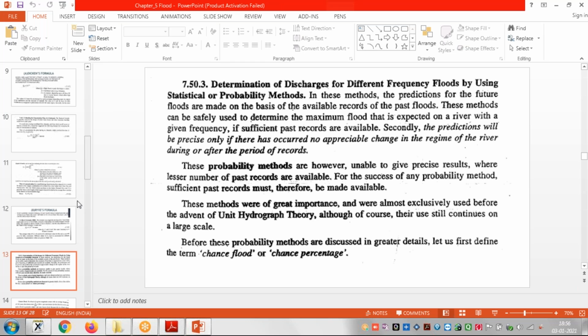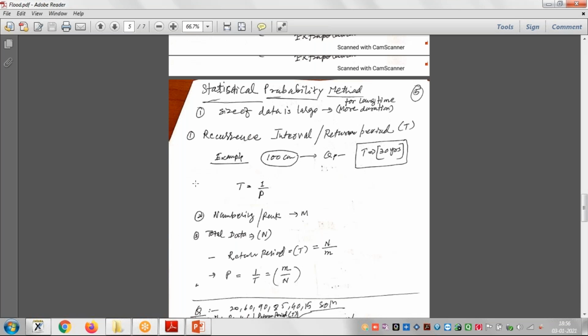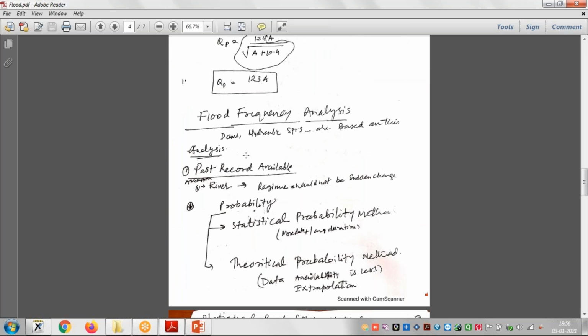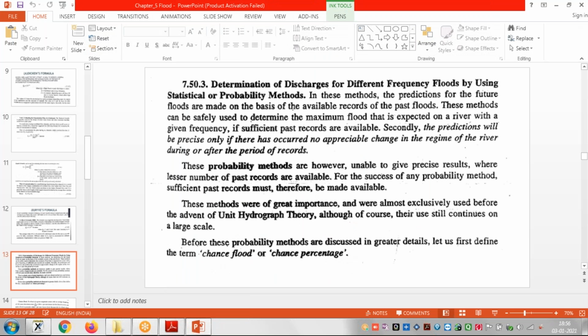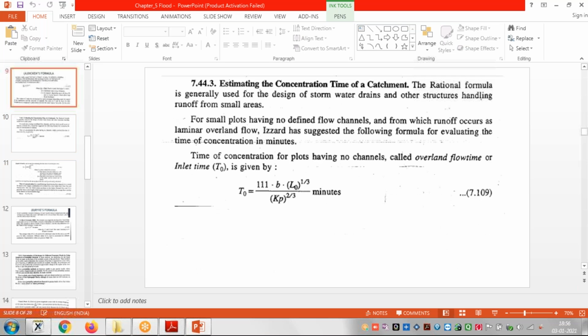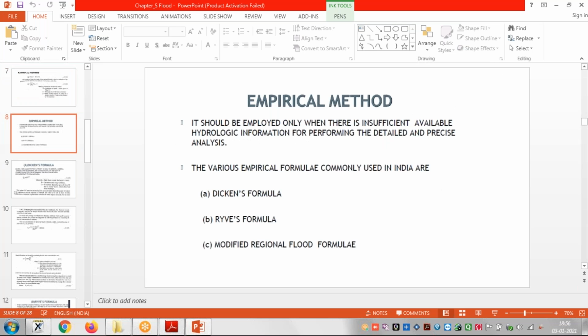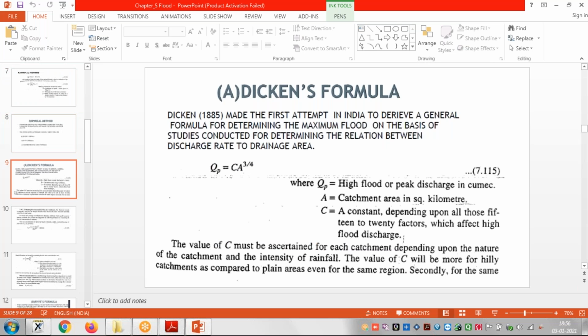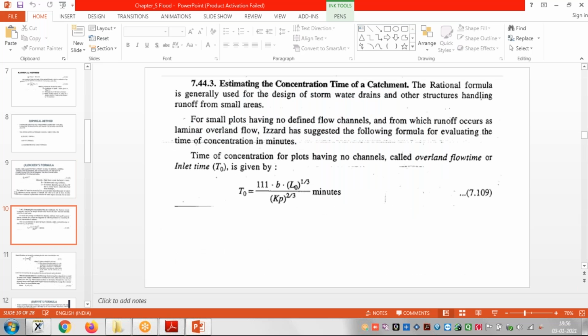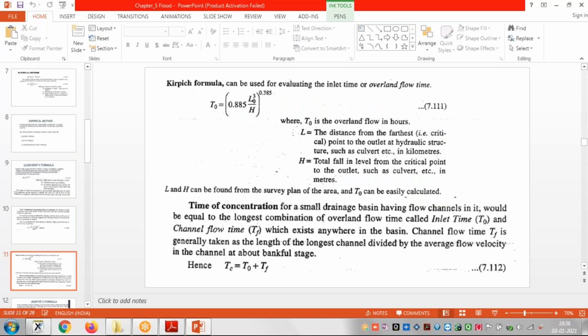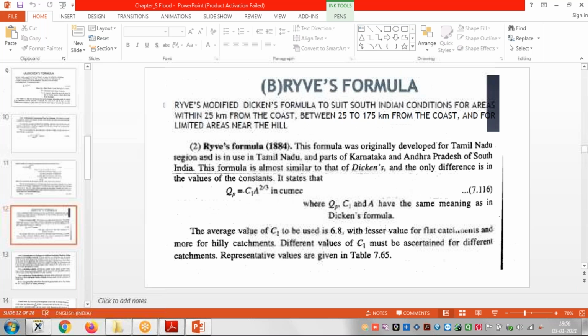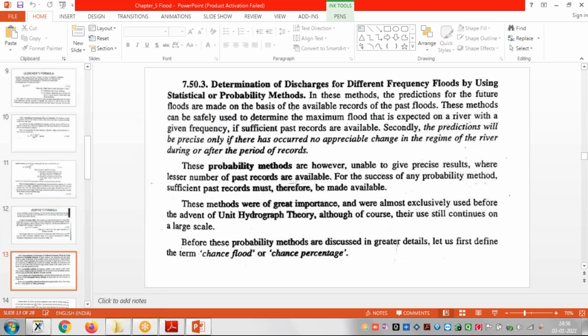statistical probability method, right? So we had seen, this is the notes, this flood frequency analysis. This is one of the methods for calculating the flood discharge, right? We have seen already these methods: rational method, empirical method. Within empirical method, three methods: this Dickens, then time of concentration, we have also seen this, then Rice formula, we have seen this.